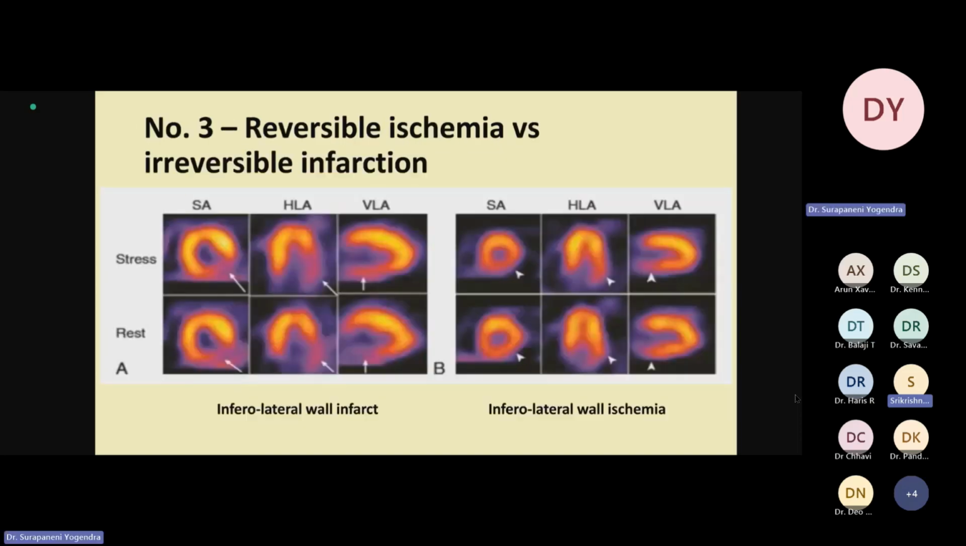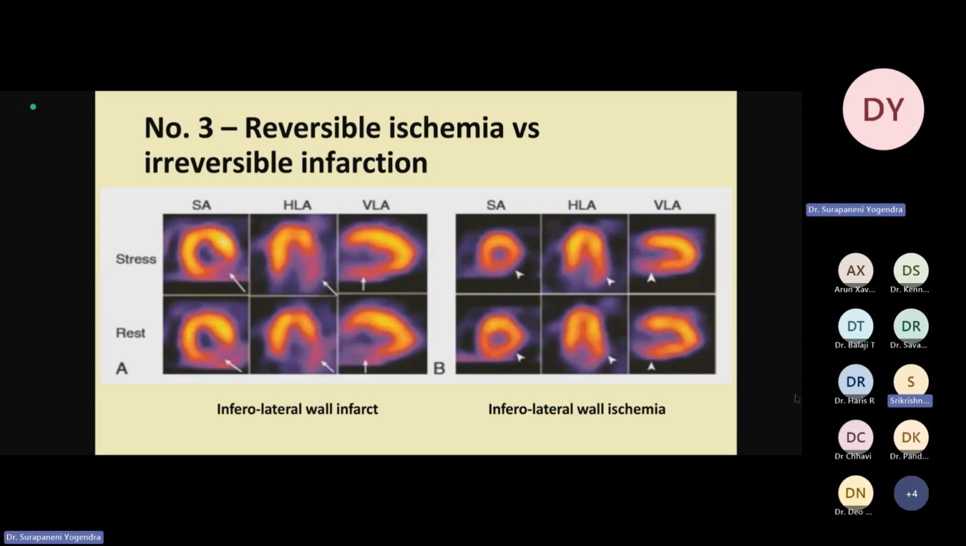Reversible versus irreversible ischemia. There are two images on the slide, as you can see. The first one shows inferolateral wall infarct, and the second one is inferolateral wall ischemia. The first one shows decreased perfusion on stress images in the inferolateral wall in short axis view, and also in the horizontal long axis and the vertical long axis. The resting image is also the same. There is no increase in perfusion at rest also.